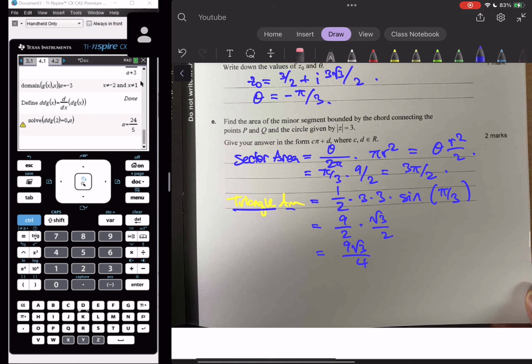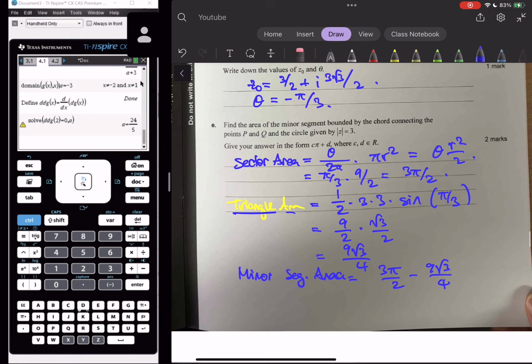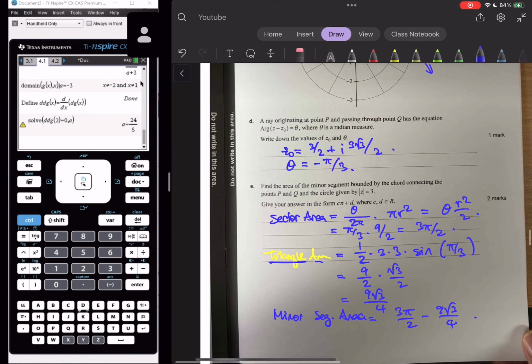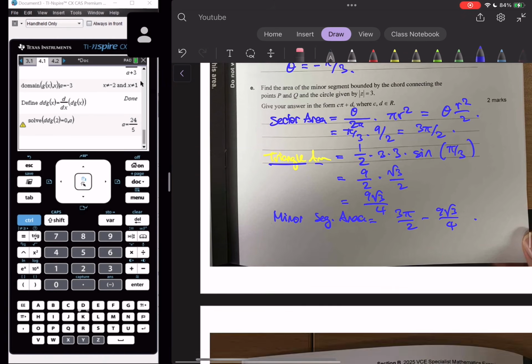So the minor segment area is equal to, we take the sector area, which is 3 pi on 2, and then subtract 9 root 3 on 4. We want to express it in the form c pi plus d, which we have. Okay, so hopefully my hand computations there were right. I could have used a CAS, but it is what it is.